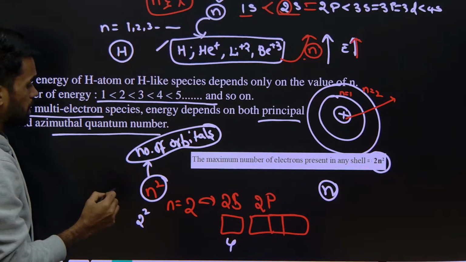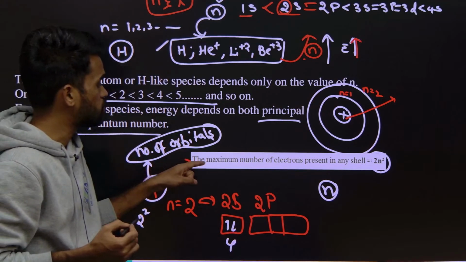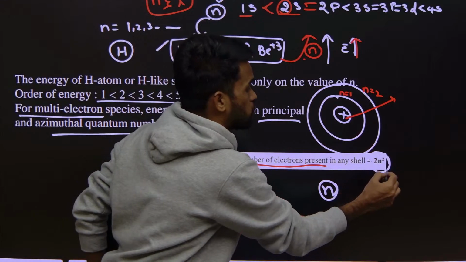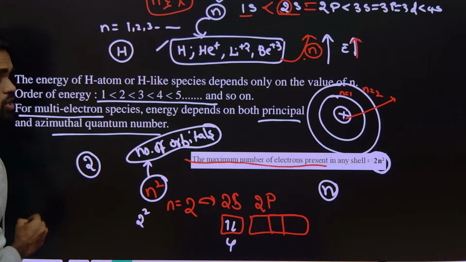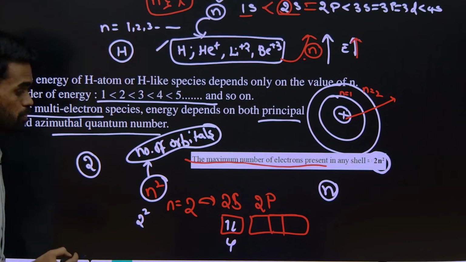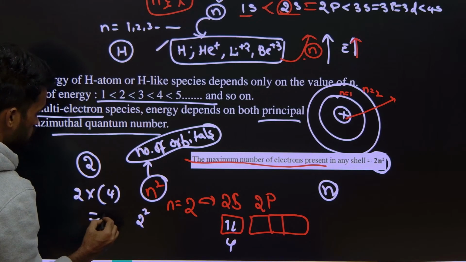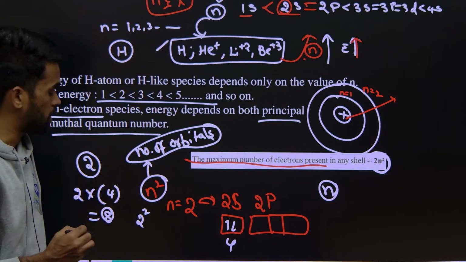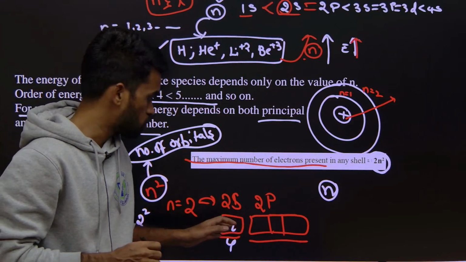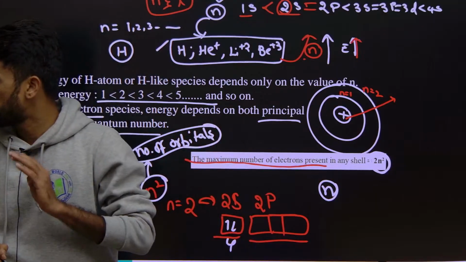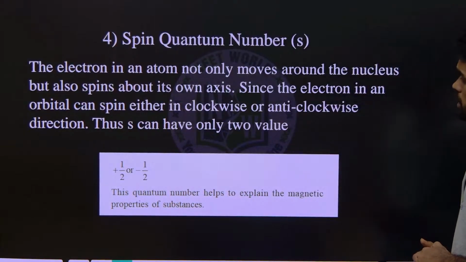In each orbital we can accommodate 2 electrons. Therefore, the maximum number of electrons present in any shell is 2n square. For example, in the second shell, how many electrons can be accommodated at maximum? 2 into n square, 2 square means 4, that's it. So 8 electrons will be accommodated: 2 in the s orbital and 6 in the 2p orbitals. Therefore, a total of 8 electrons can be accommodated here. Hope this is also clear, right? Next.